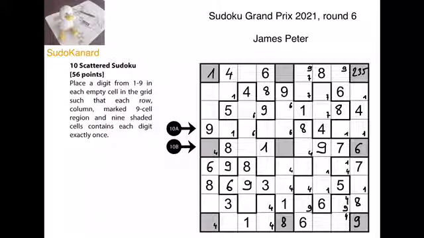At some point I should switch to candidate pencil marks. So in this row I still need 2, 3, 4, and 5. 4, 5, this is 2 or 3. This is not a 4, must be 2, 3, or 5.